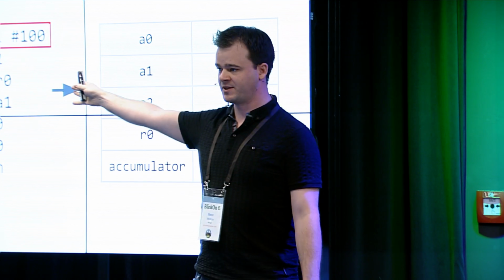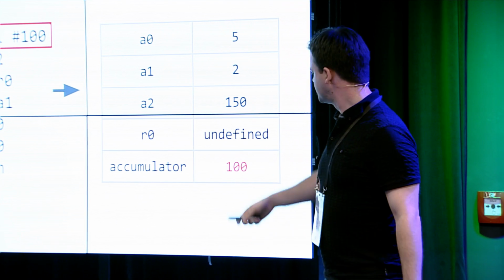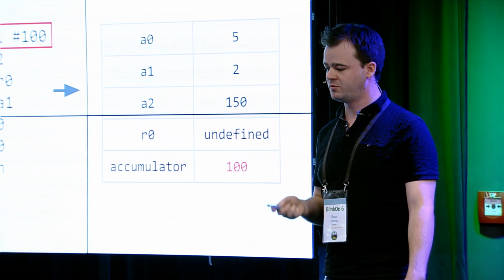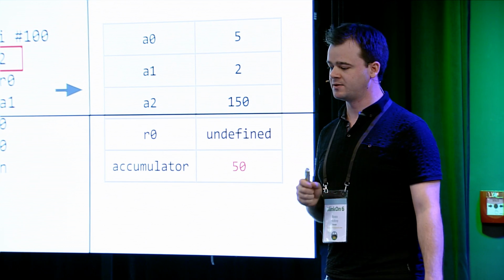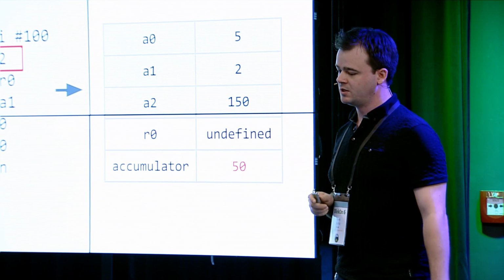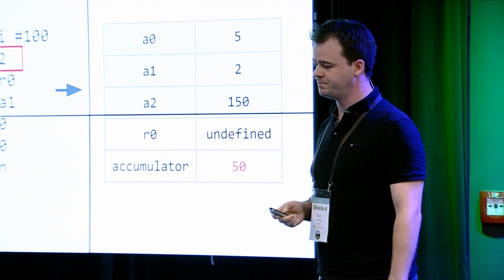And that corresponds with that 100 at the right-hand most side of the first statement. So we end up with 100 in the accumulator when that's executed. Sub A2. So that's going to subtract the accumulator from register A2. Previously, the accumulator held 100. A2 held 150. So we end up with 50 going into our accumulator.